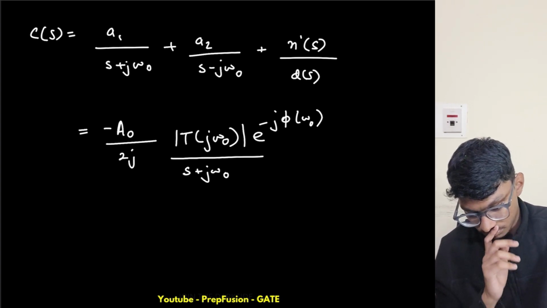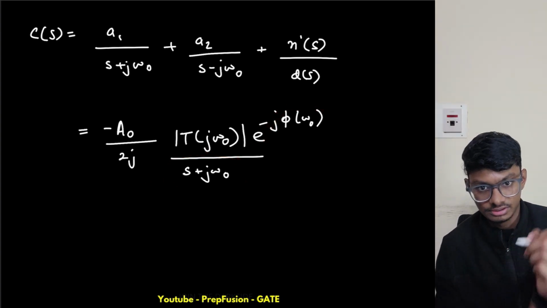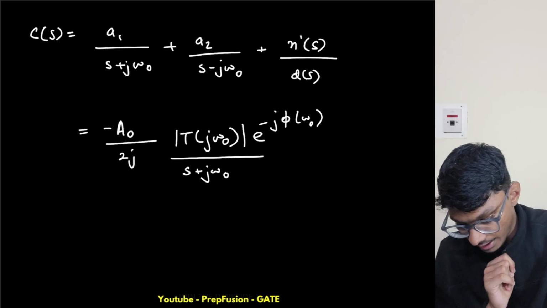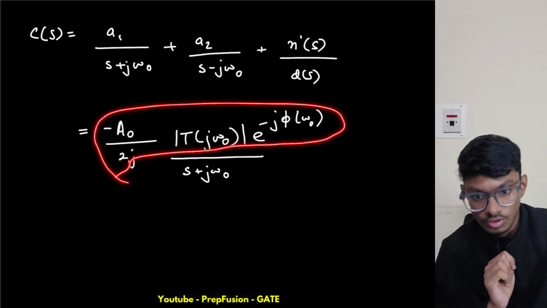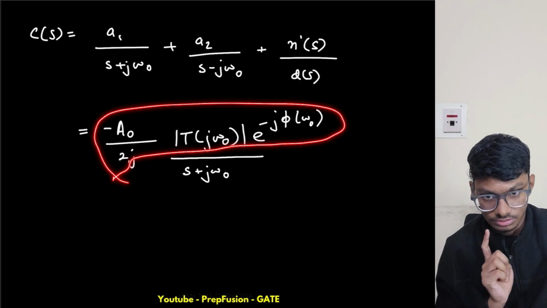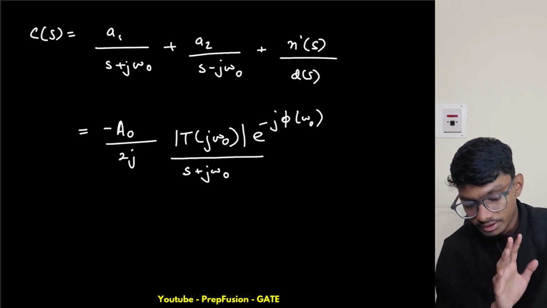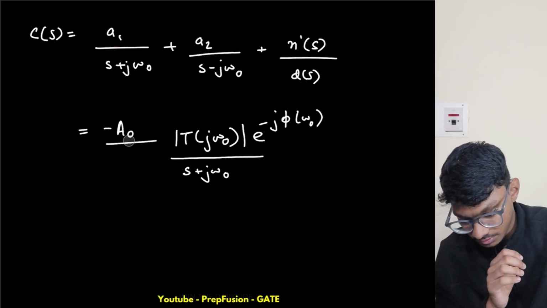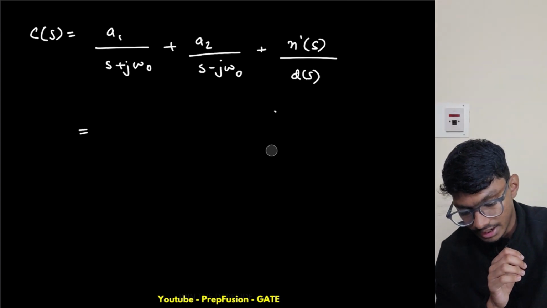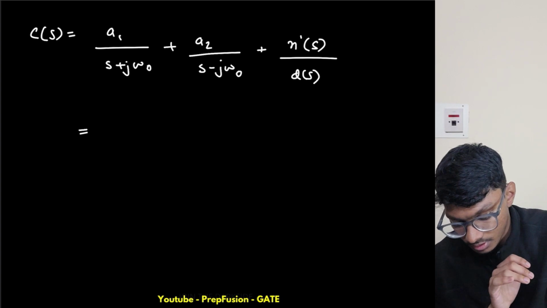So this is a function of omega naught, and I have been dividing this with s plus j omega naught, and all of this is a constant. Do keep this in mind. A1 is a constant. What we should do is better, directly take the Laplace transform.